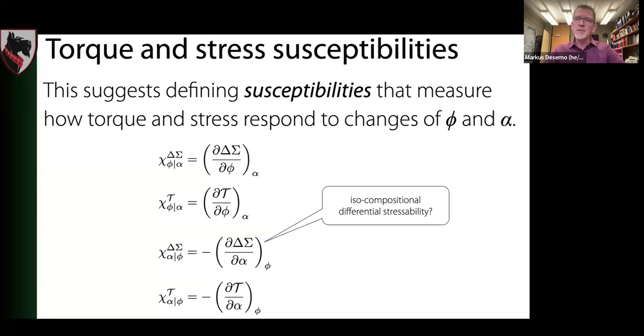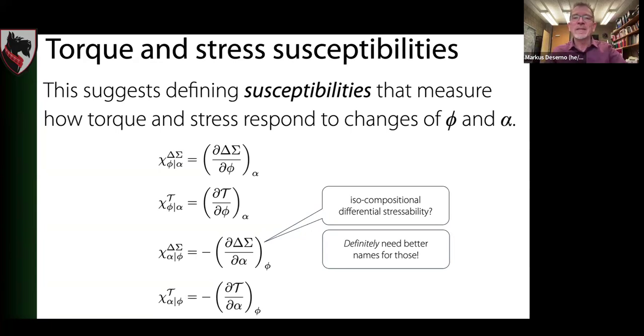So this one you could call isocompositional differential stressability, which is a mouthful, and I don't think it's a terrible name. I need help. I need names for these four friends, and I don't know how to call them and talk about them, but this is now high priority. But let's think about these things.